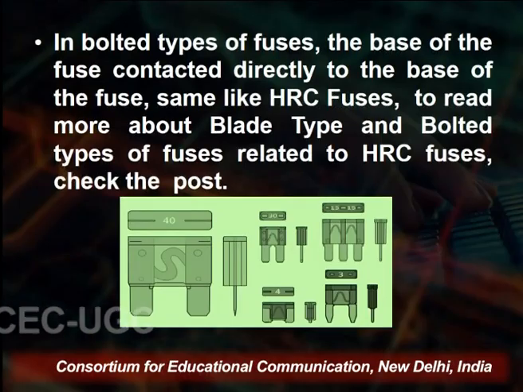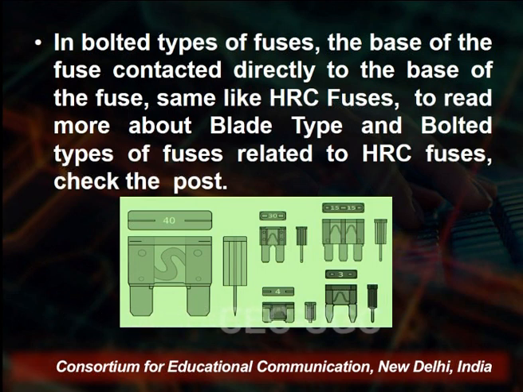Next are the fuse limiters. Glass tubes, also known as Bosch fuses, are widely used in the automotive industries. The rating of automobile fuses is as low as 12 volt to 42 volt, and in the bolt type of fuses, the base of the fuse is connected directly to the base, same like the HRC fuses. You see on the screen that we have the various bolted type fuses related to the HRC fuses.